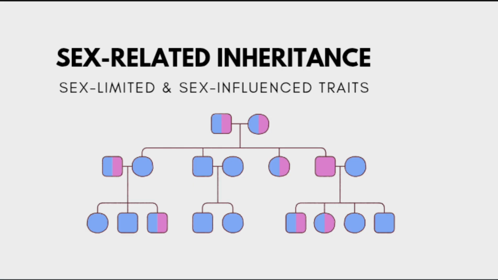In classical Mendelian genetics, traits are passed down from parents to offspring based on dominant and recessive alleles. However, not all traits follow these simple patterns. Some are influenced by biological sex, meaning that their expression depends not only on genetic makeup but also on factors like sex hormones. This is where sex-limited and sex-influenced traits come into play.